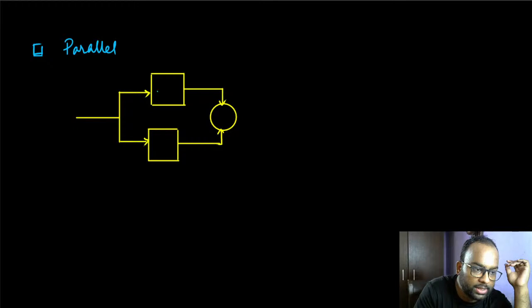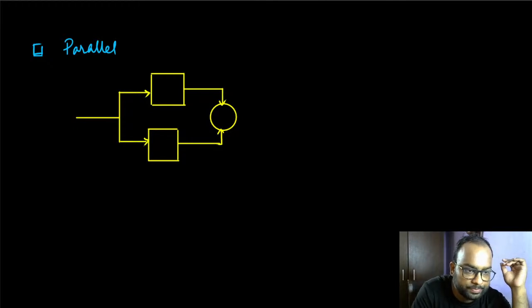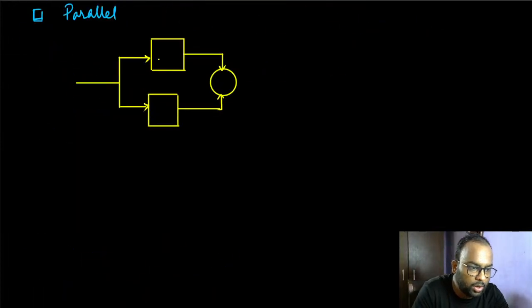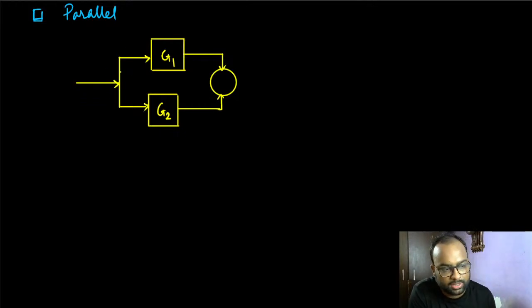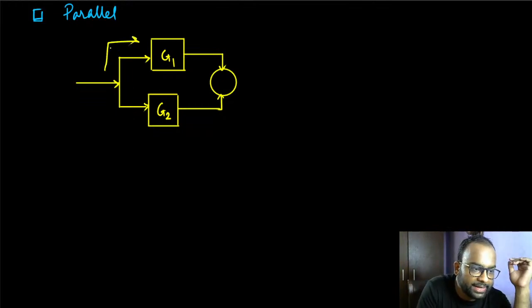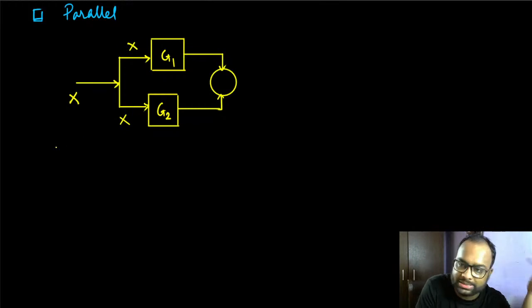Okay, let's call this a transfer function g1, and let's call this one g2. The signal that is coming in is split into these two, but again, this does not degrade. We are assuming quite a few things. When I split the signal, it does not degrade. So if the signal is x here, it is still x here, and it is still x here. So you are tapping the signal.